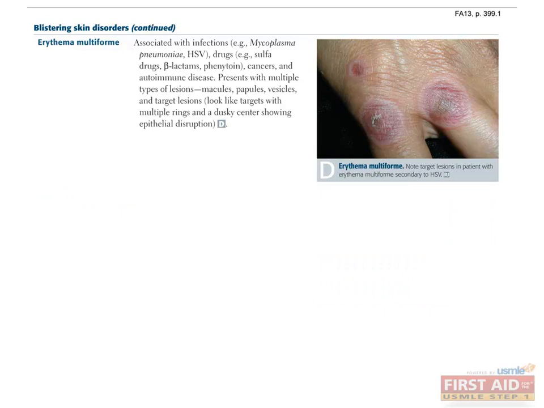It classically shows with multiple types of lesions, usually macules, papules, and vesicles, and some targetoid lesions, a classic finding. Many drugs cause erythema multiforme, including sulfa, beta-lactams, and phenytoin. Additionally, you might see erythema multiforme as a result of certain infections, like mycoplasma and herpes simplex, but this is a less common association on the boards. The other even less common possibility is that it results from cancer or autoimmune disease.